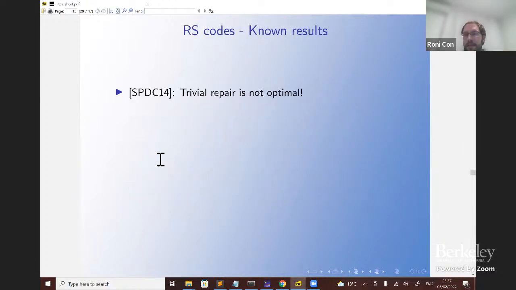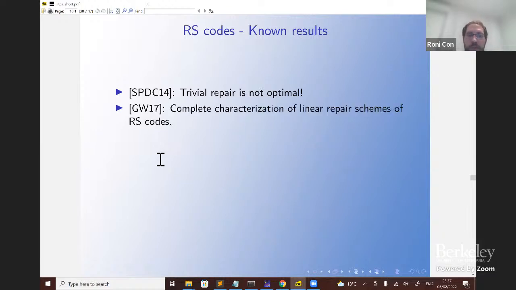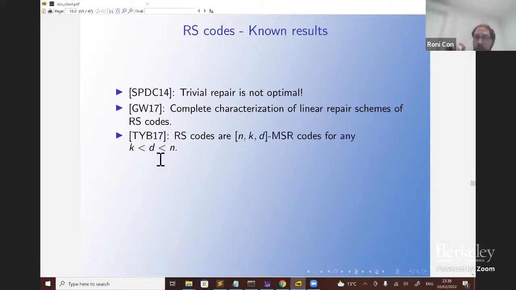So of course, we weren't the first to look at Reed-Solomon codes. It started in the paper by Chen et al., which showed that there are repair schemes that are better than the trivial repair scheme for Reed-Solomon codes. Then Guruswami and Wootters gave a basically complete characterization of linear repair schemes of Reed-Solomon codes. Then, based on their work, Tamo and Barg showed that RS codes are (n,k,d) MSR codes for any k, d and n. Well, problem solved, right?